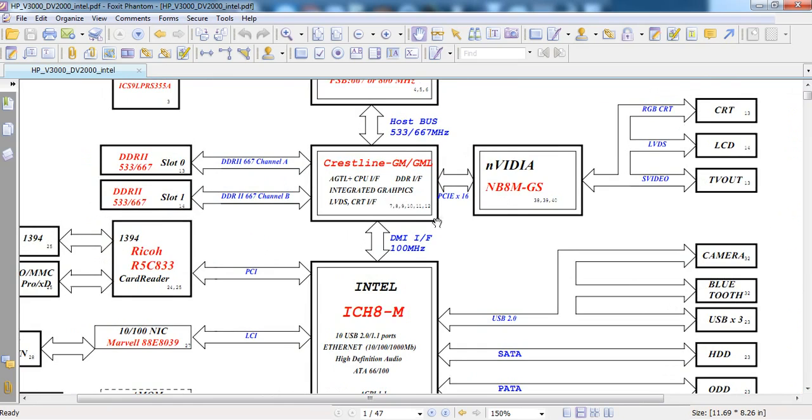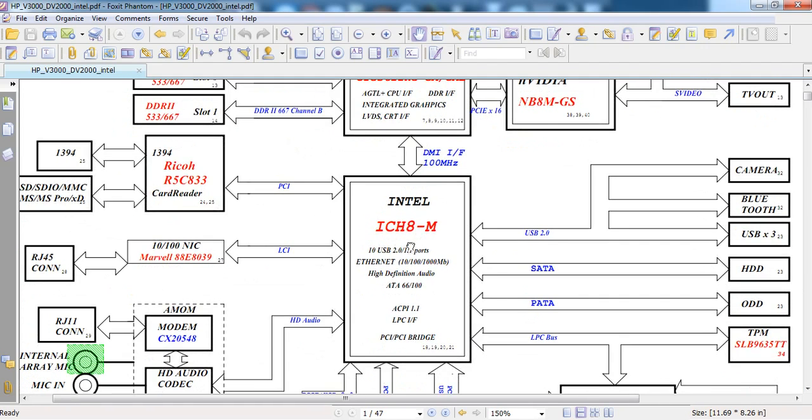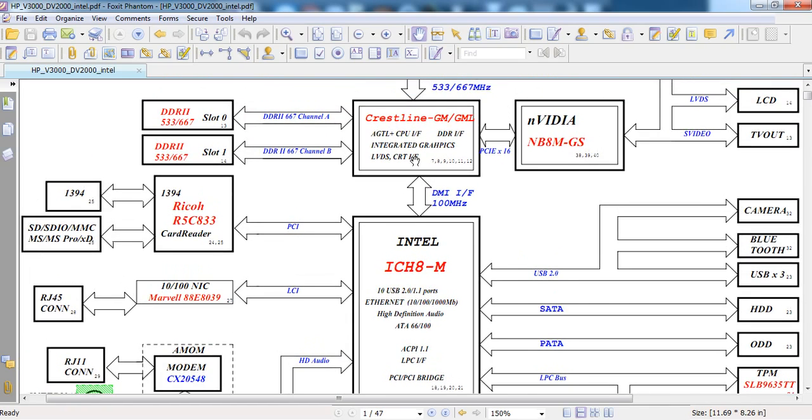So this chip is called the Graphics and Memory Controller Hub, and this chip is also called the North Bridge IC. This North Bridge IC is connected with the ICH through DMI, Direct Media Interface. This is a point-to-point connection to get high-speed signal transmission, and this is the PCI Express x16 connection.